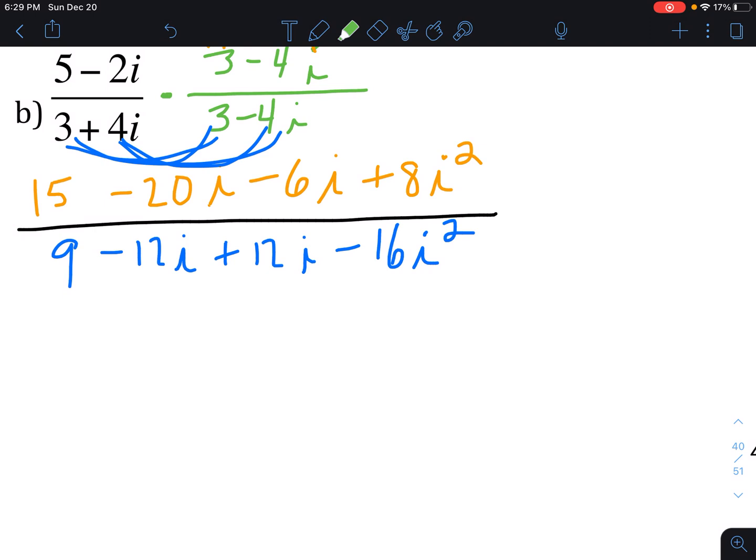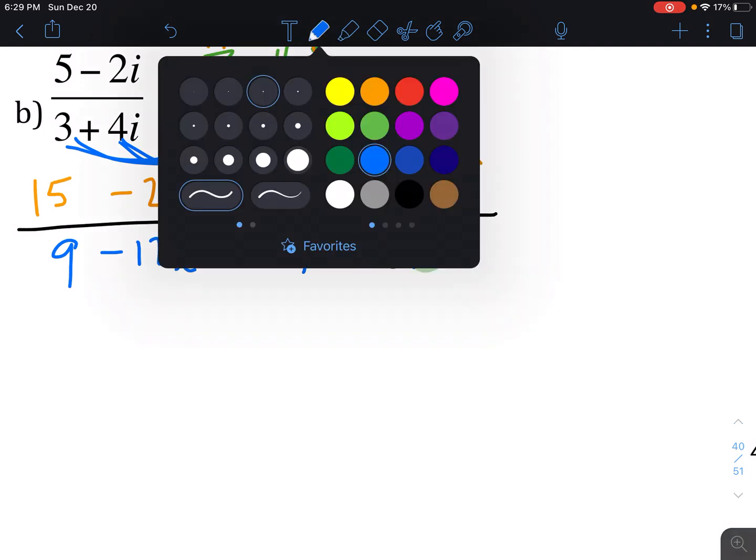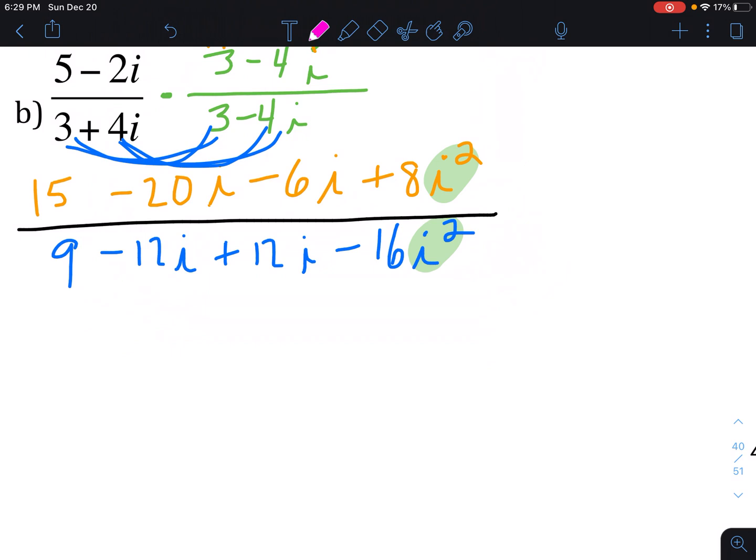Usually, just like the last problem, I worry about my i squareds. Remember, we never ever want i squareds in our answer. They turn into negative 1. So this would be plus 8 times negative 1, which changes to minus 8. And then on the bottom, this will become negative 16 times negative 1, which is plus 16.